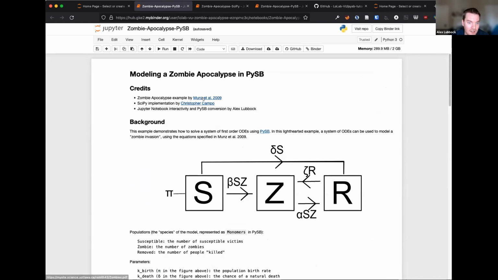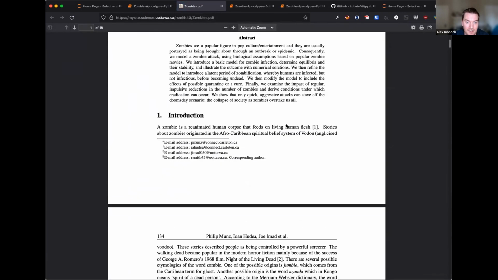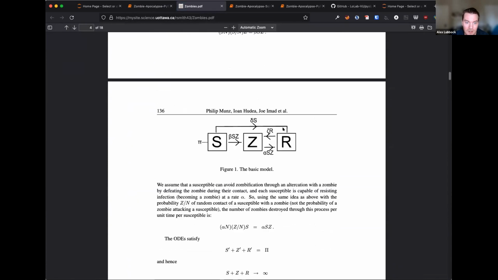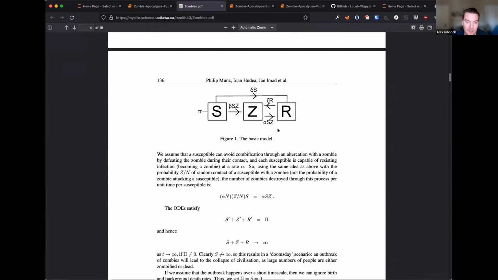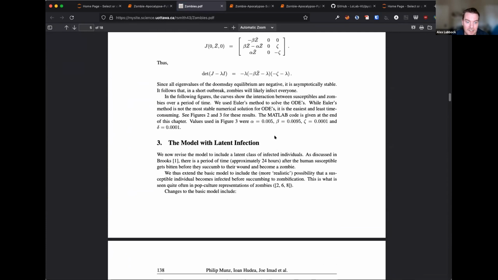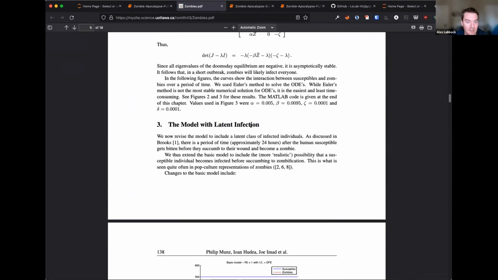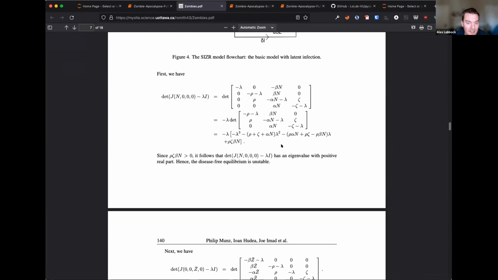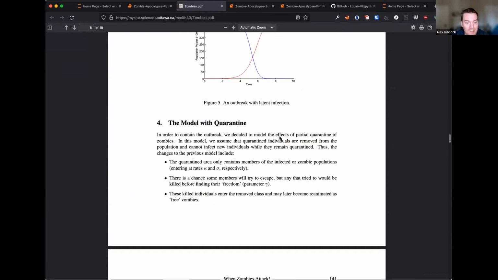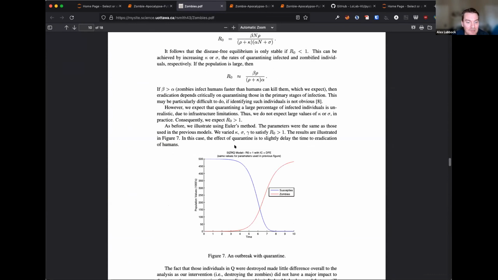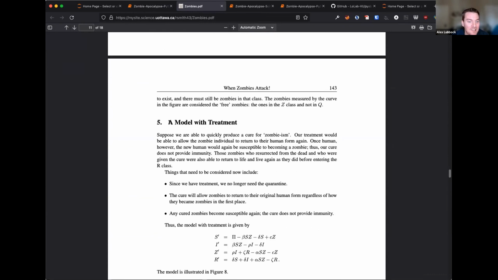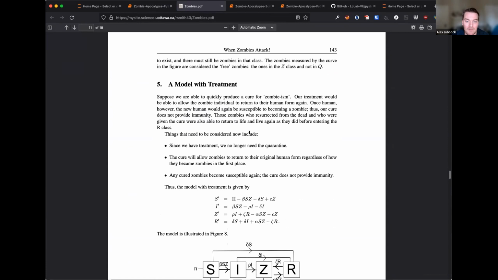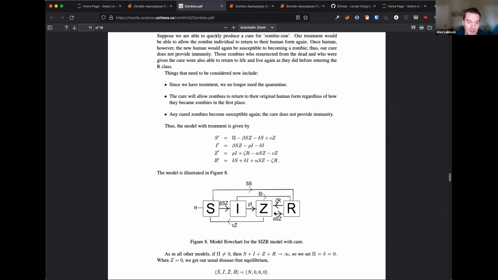So as David alluded to, there are all these different extensions, and they actually go into some of this in the paper as well. If you're interested in delving into this a bit more, they talk about extending the model with latent infection. So there's a delay between when you move from susceptible into being a zombie. And I think there's a model with quarantine as well. So you can see there are some topical aspects to this, and a model with treatment rather than a vaccine in this case. But you can see how the model is extended.